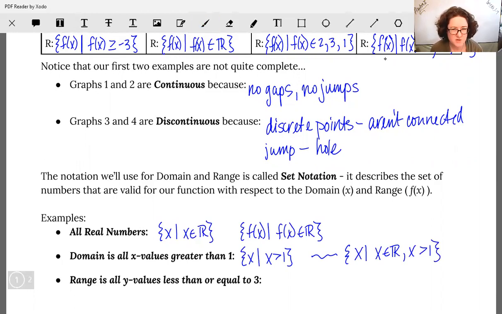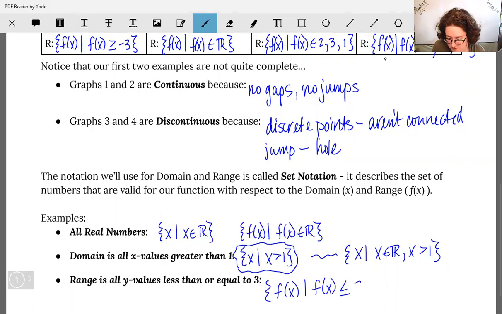I'm going to tend towards using the more formal version, but most likely you're going to see this notation for that. Range is all y values less than or equal to 3. So that would be f of x is such that f of x is less than or equal to 3. And again, it's implied that that's your real numbers, you could include it to do very formal notation, or you can just write f of x is less than or equal to 3.